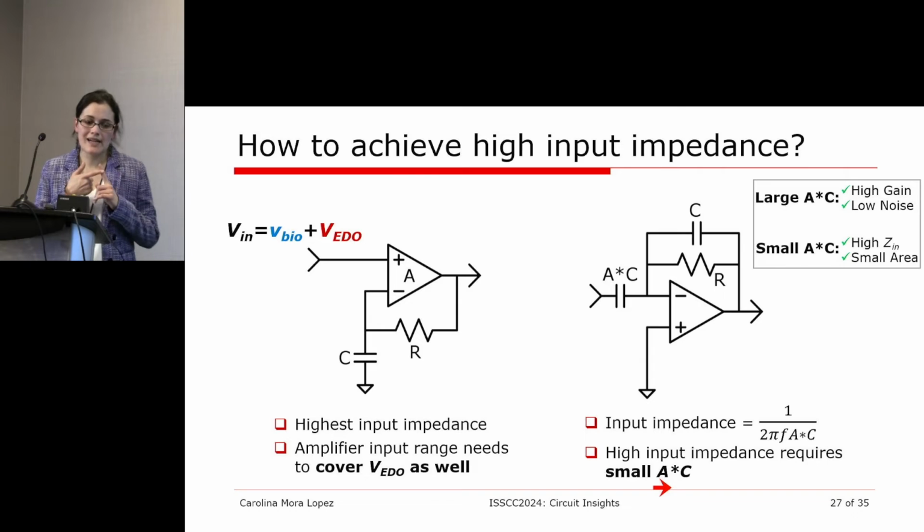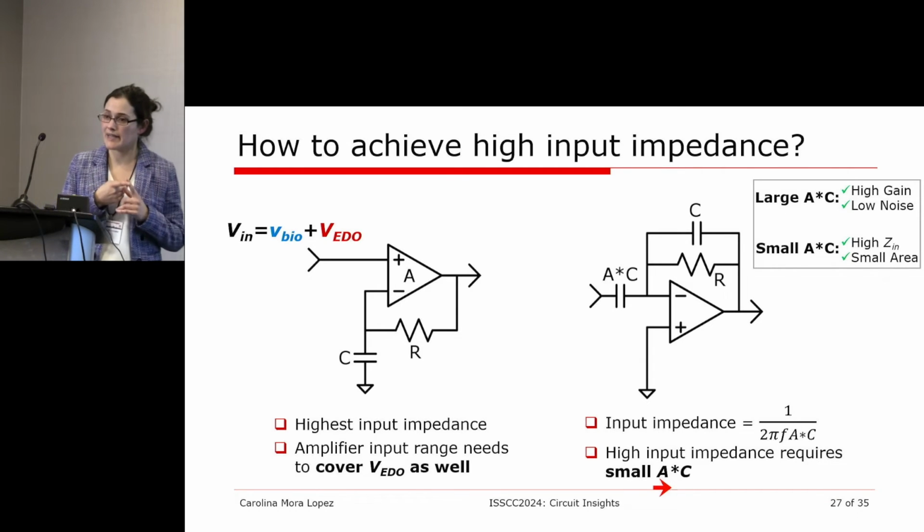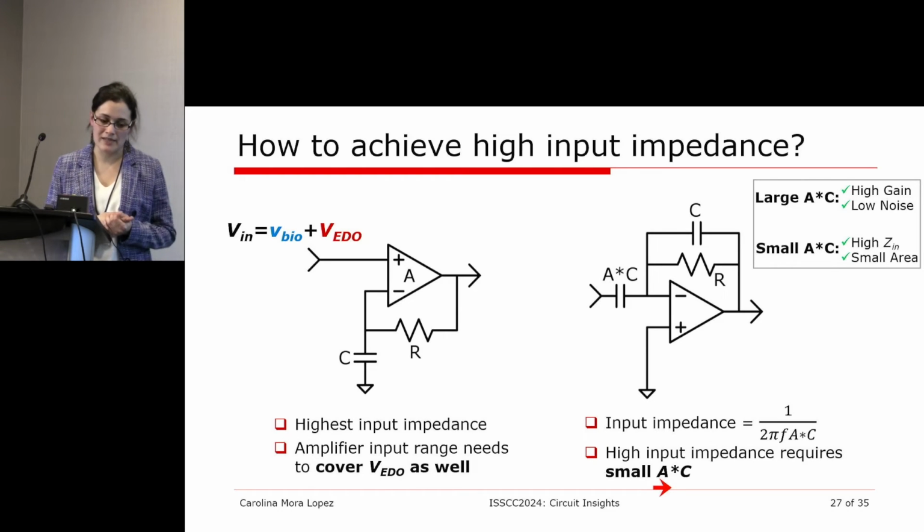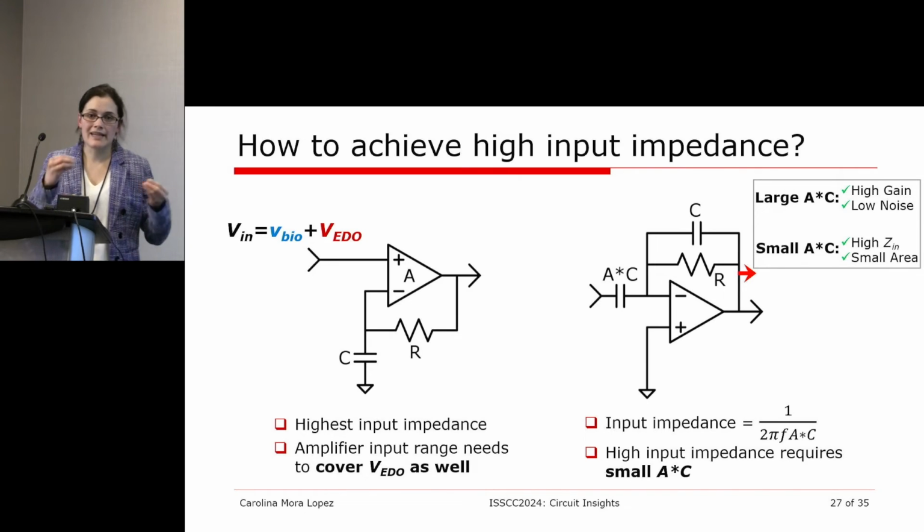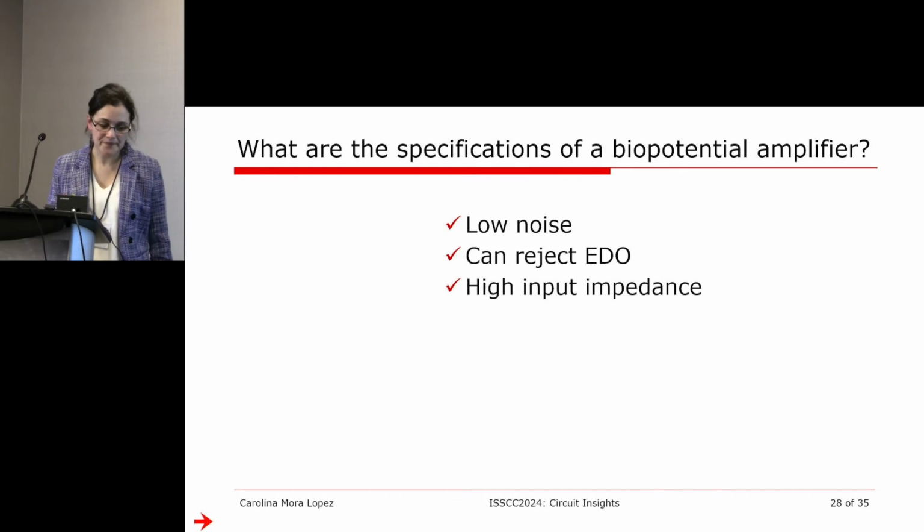On the one side, you want a high input capacitor because that will give you a higher gain, and a higher gain will also give you a lower noise. But at the same time, you want a smaller capacitor because that will give you a high input impedance and it will make your circuit smaller. So this is again a trade-off that you will need to solve as a designer based on the specific application for which you are building your readout.